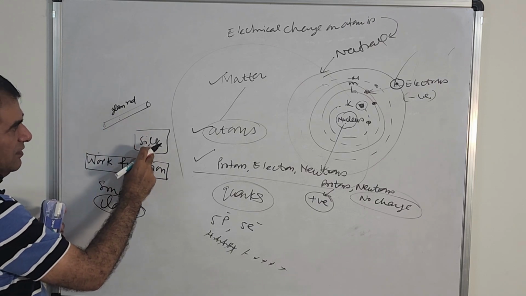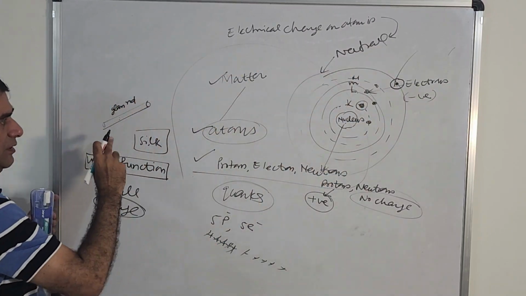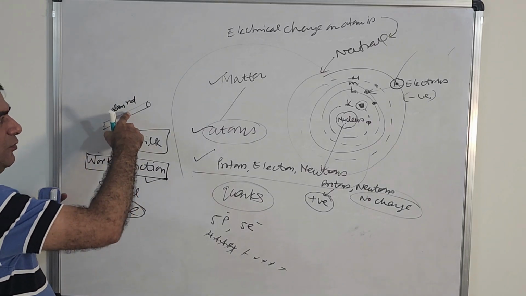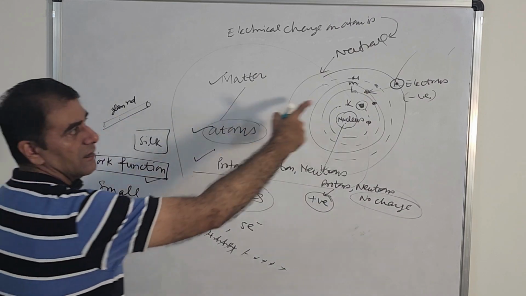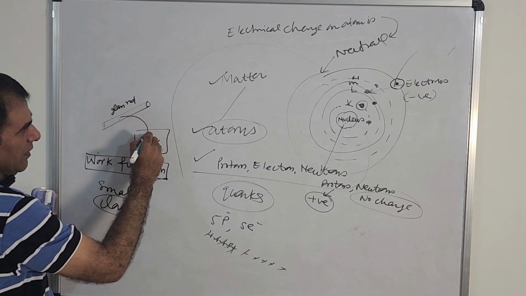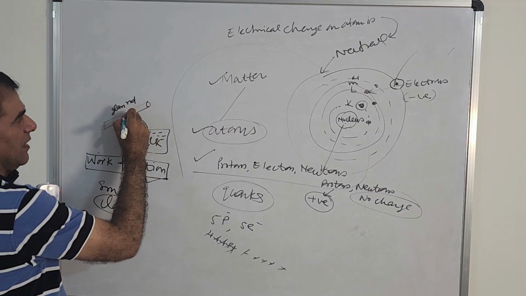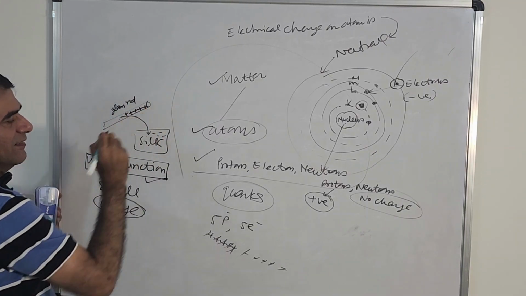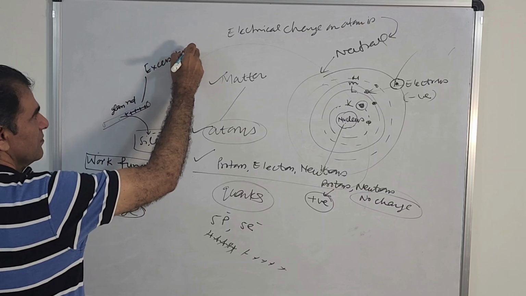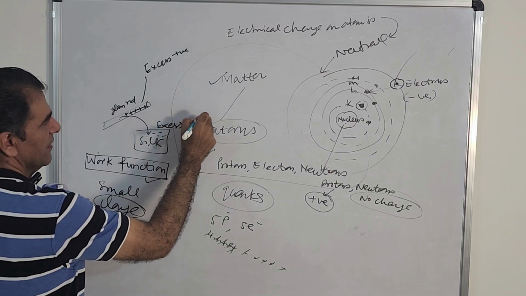When the glass rod is rubbed with silk, the outermost electrons of the glass rod, which have a very low work function, meaning very little energy is required, these loosely bound outer shell electrons get transferred to the silk. The glass rod will have fewer electrons, and fewer electrons mean more positive charge. So now the glass rod has excess positive charge and the silk cloth has excess negative charge.